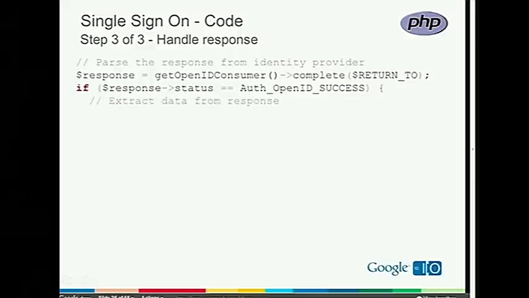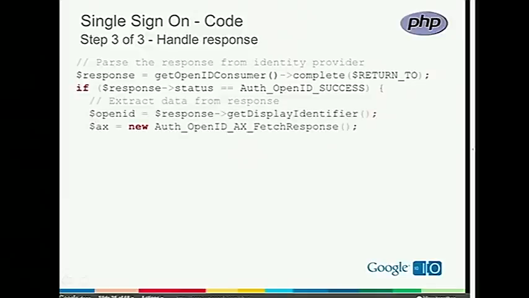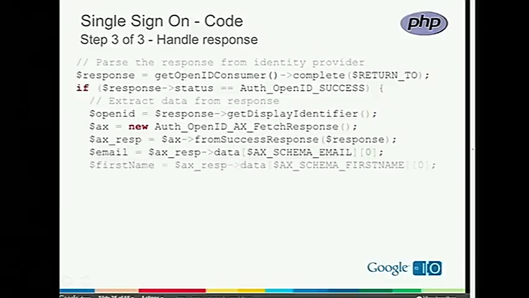In this case, this is our happy path where a user was authenticated, and we'll pull out some information. The most important piece of information we get here is their identifier. This is a stable, unique identifier that we can use to correlate all logons for that user. But it's anonymous. It doesn't really tell us who that person is. That's why we asked for things like their email address, their first name, and their last name. So we'll pull those out from the response.